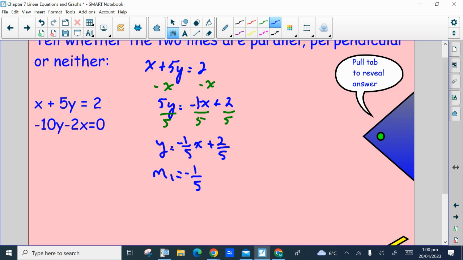Just negative 1 over 5. M is the number in front of x. So the first line has a slope of negative 1/5. Brooklyn, do you know the slope of the second line?